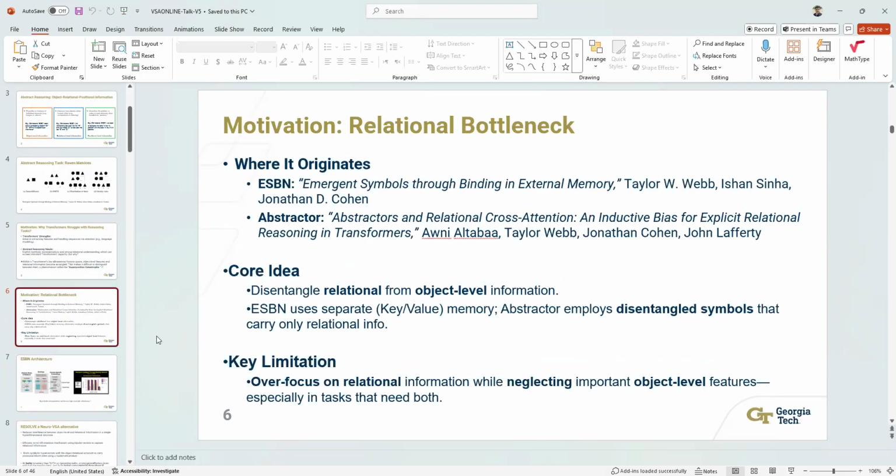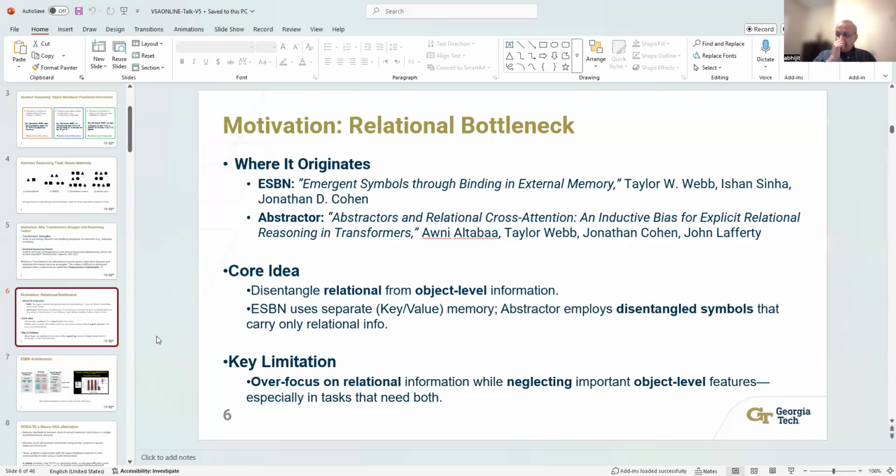Okay, so the first work in this area was very interesting. It came from Princeton, where they invented something called the embedded symbol binding network, and there's been some follow-up work called the abstractor. I'll talk a little bit about the ESBN, and then Mohamed will talk about the abstractor. And the ESBN was one of the first architectures which basically proposed a mechanism for disentangling relational from object level information.